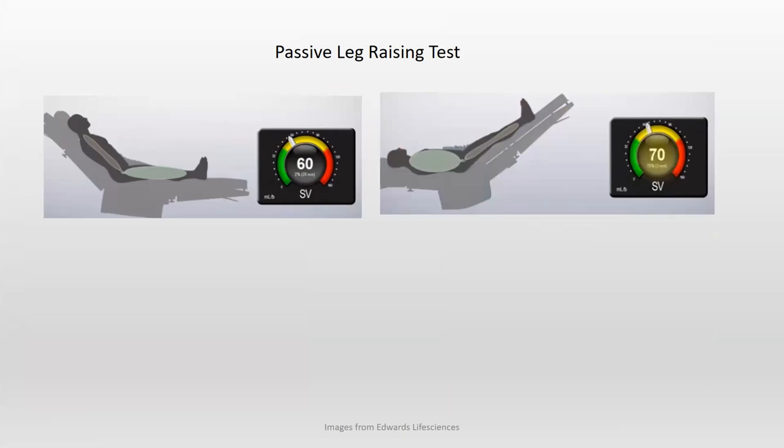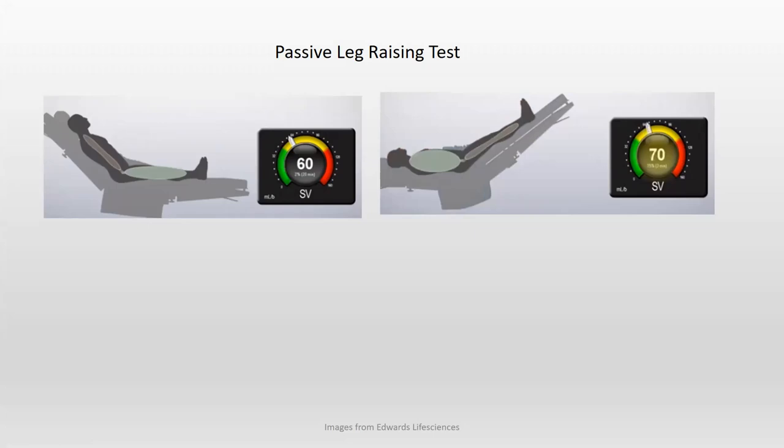So, the passive leg raising test. This test can be used as a pseudo fluid challenge of 150 to 300 ml by placing patients head down flat and feet up to a 45 degree angle, allowing blood to translocate into the central circulation, and it adds to the preload. If there is a greater than 10% increase in stroke volume or cardiac output, as this example is showing, this could indicate fluid responsiveness.